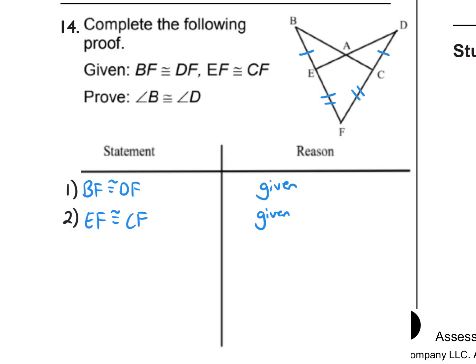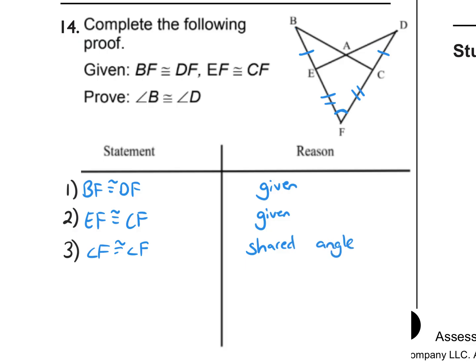What do we look for after the given statements? We look for whatever they have shared, right? So what's shared in this one? Angle F. Angle F. How do I write that as a statement? Angle F equals angle F. Angle F is congruent to angle F. Reasoning? Shared angle. By a shared angle. Yep.